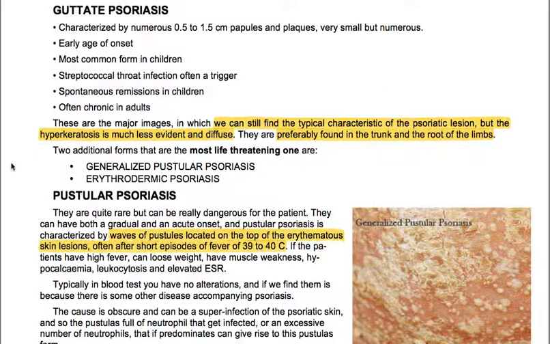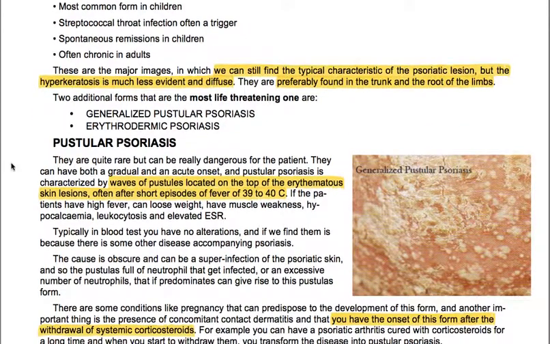Then we have two additional forms that are the most life-threatening ones, generalized pustular psoriasis and erythrodermic psoriasis. Generalized pustular psoriasis is quite rare, but can be really dangerous for the patient. They can have both a gradual and an acute onset, and it is characterized by waves of pustules located on top of the erythematous skin lesions, often after short episodes of fever of 39 to 40 degrees.